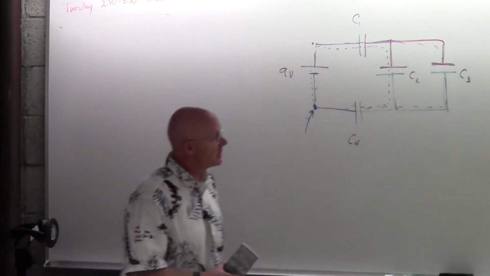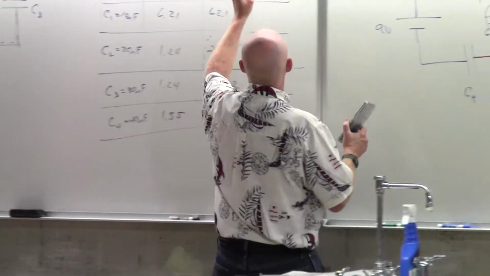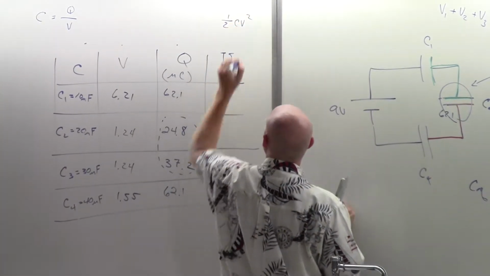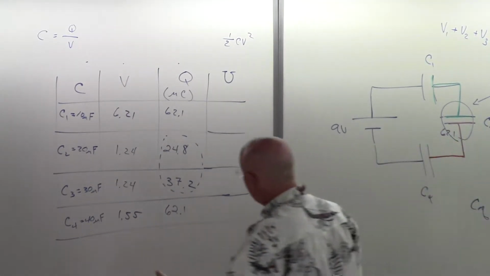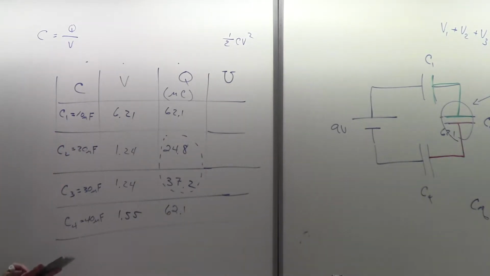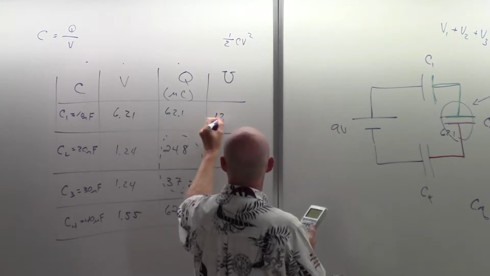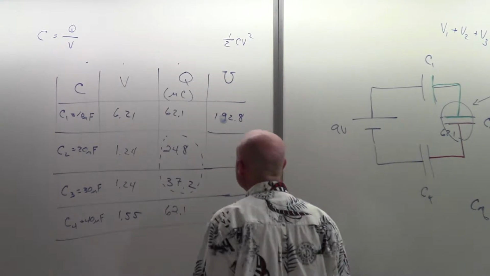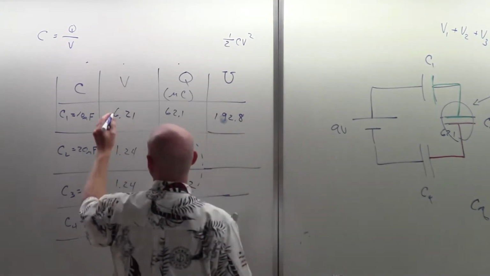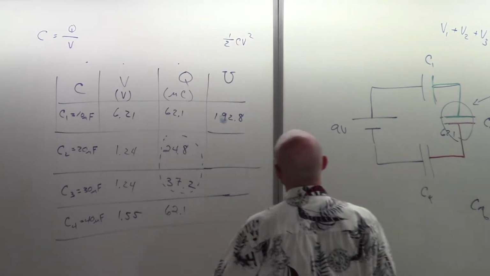The other part we did all this is we said we could get the energy from each individual one. Well, this is the easy part once you get this far, because we learned that the energy is 1/2 CV squared. So you already got all this stuff. Well, I can get the energy now. I can go 1/2 times C, which is 10 micro, times the voltage, which is 6.21, and square it. Then I come up with 192.8.